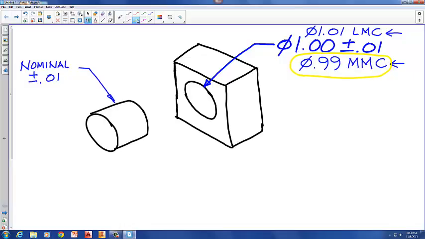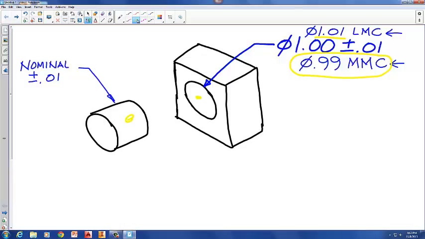When the hole is at its smallest size, that's when we're going to have the most trouble making the cylinder here fit into the hole over here. When the hole is at least material condition, which would be at the 1.01, it's actually easier to fit that because the hole's larger. All right?